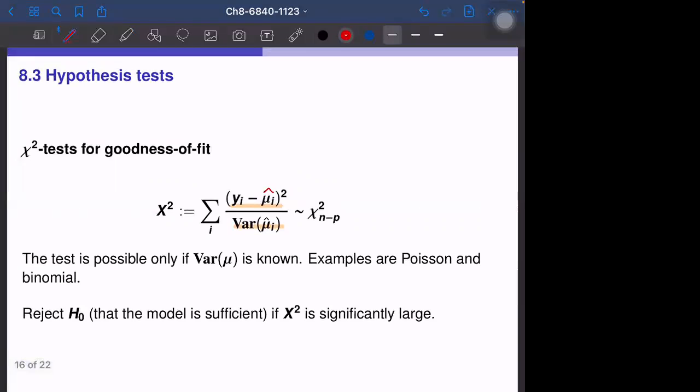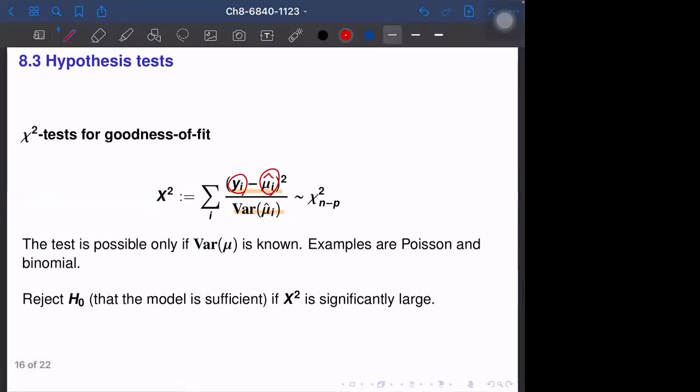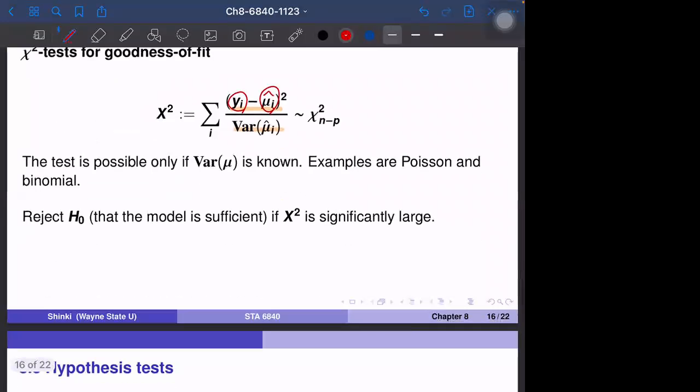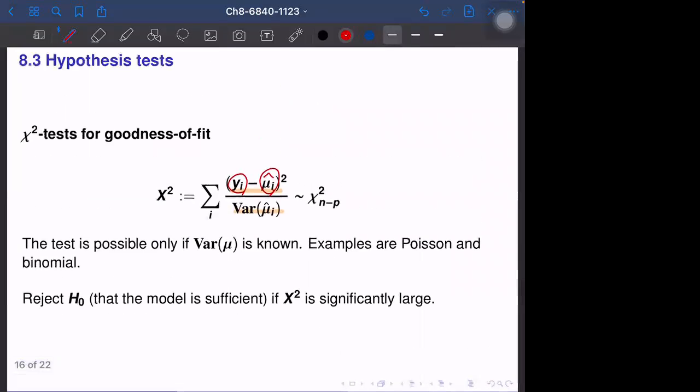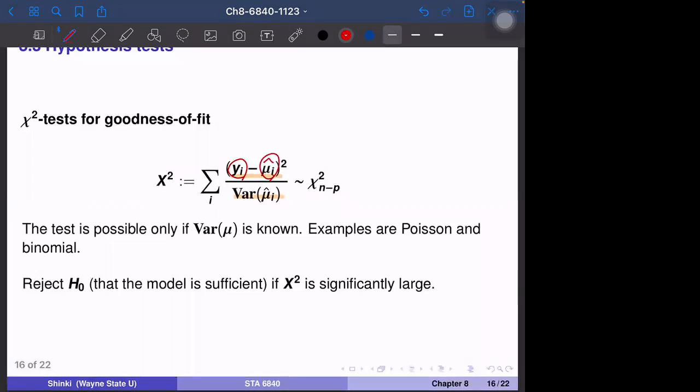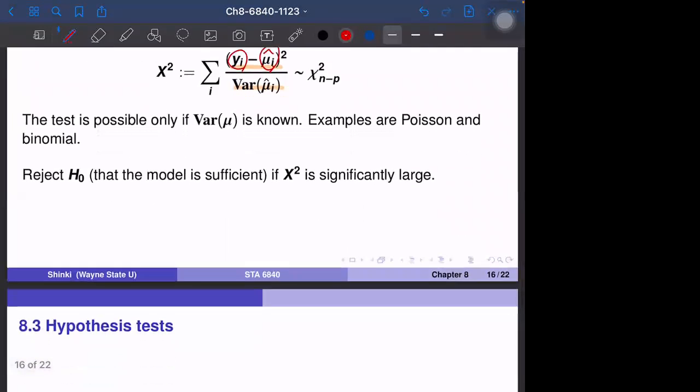And we reject H naught again if the chi-square is large. That is pretty reasonable because yi is our observation and mu i hat is the estimate. If the difference is small, it's good. So if the sum of squares is small, then the model is good, so we don't reject the null hypothesis. In this way, the chi-square test can be done. This is the same test as the chi-square test introduced in more introductory statistics courses such as 2210, but it's of course more generalized here.